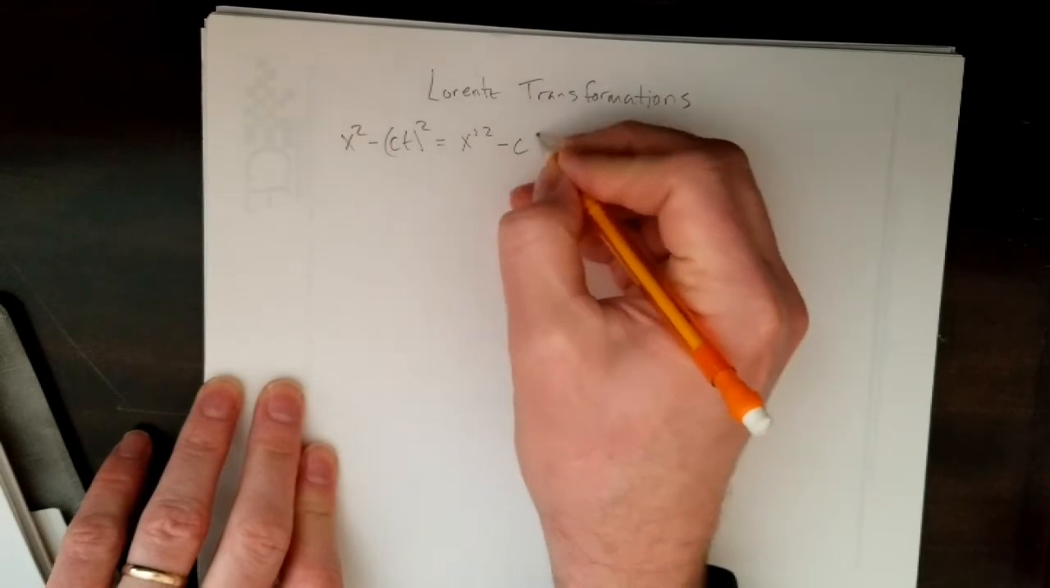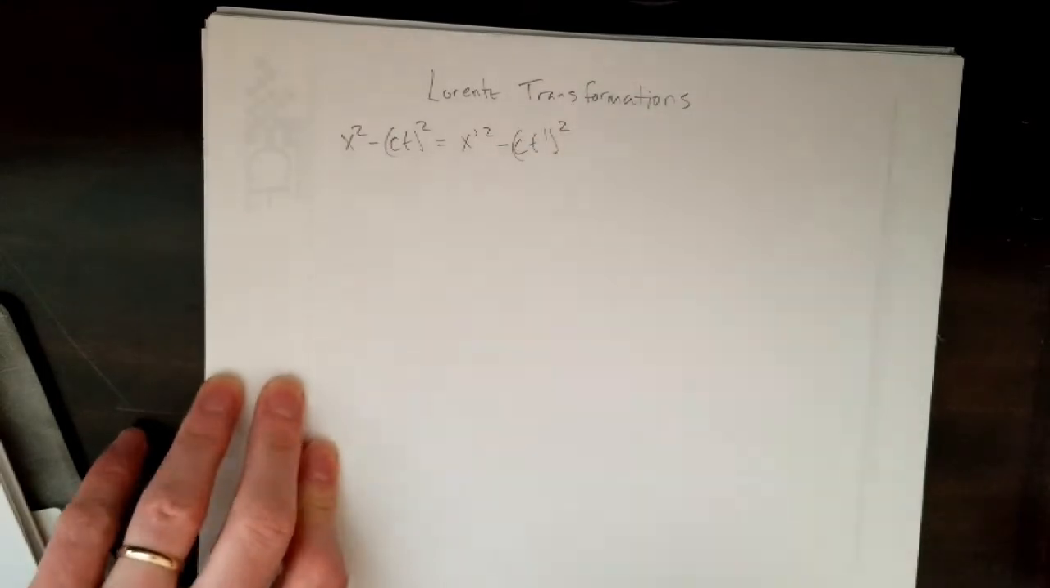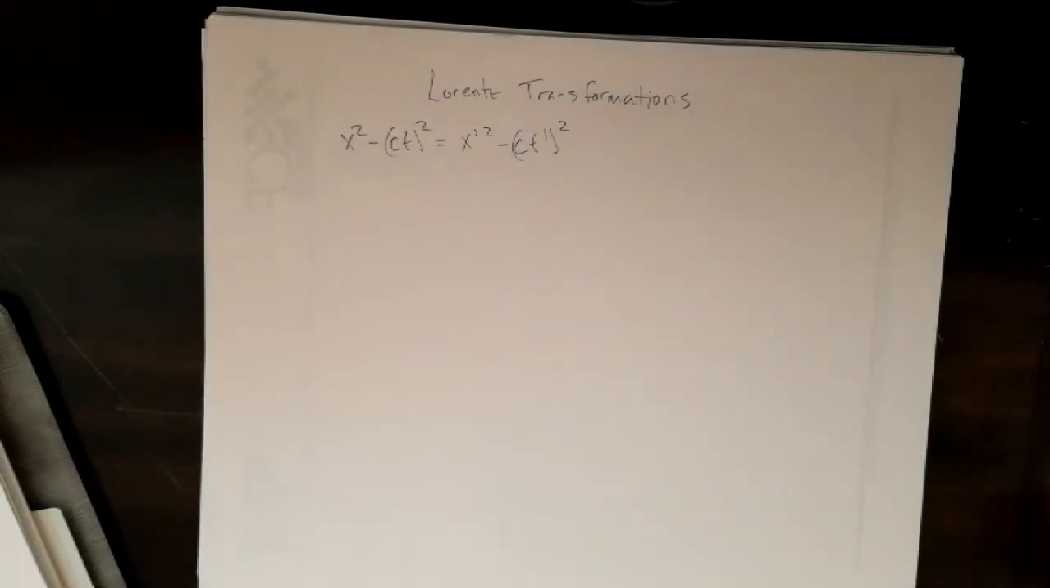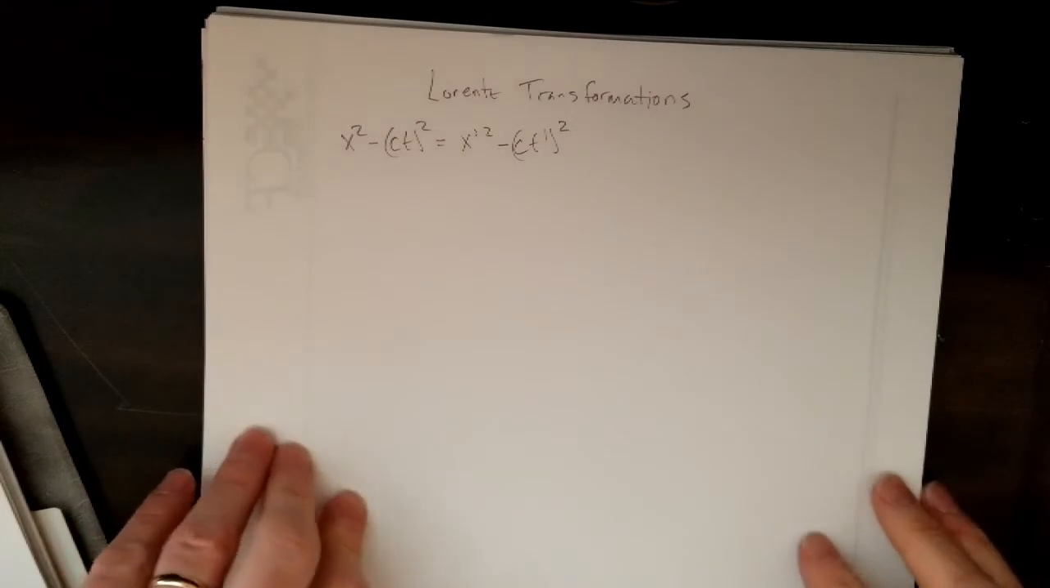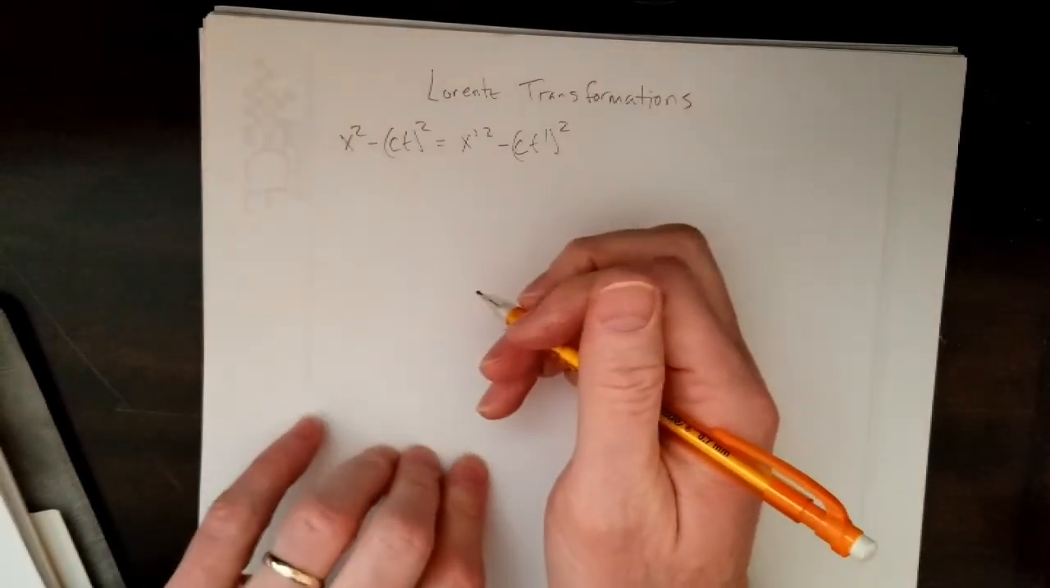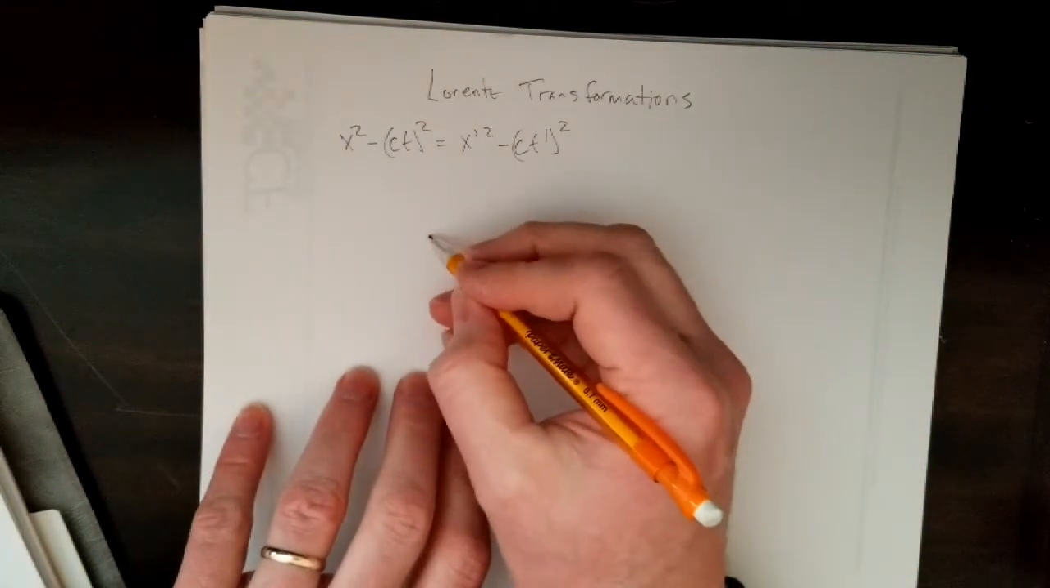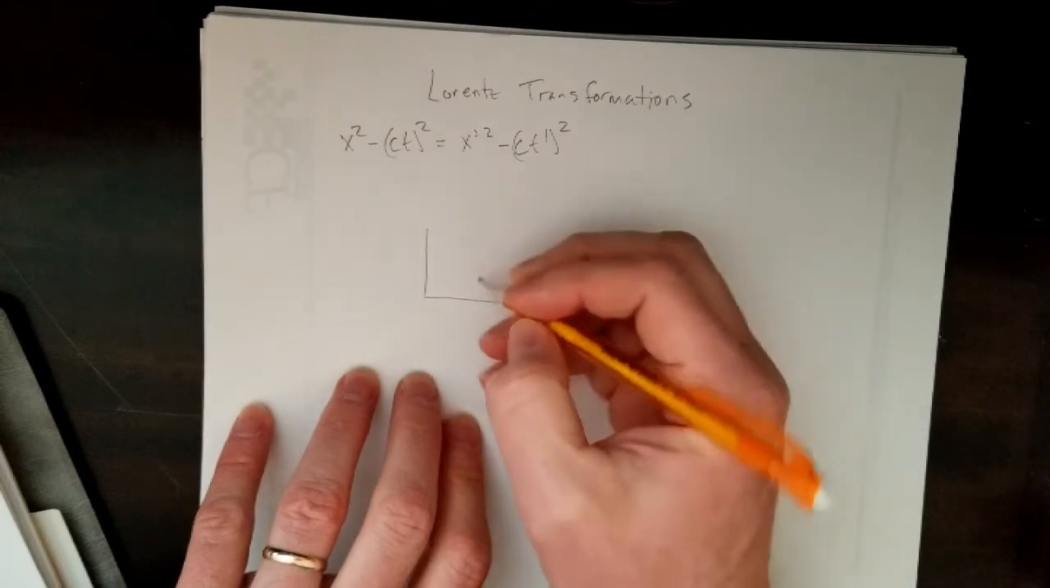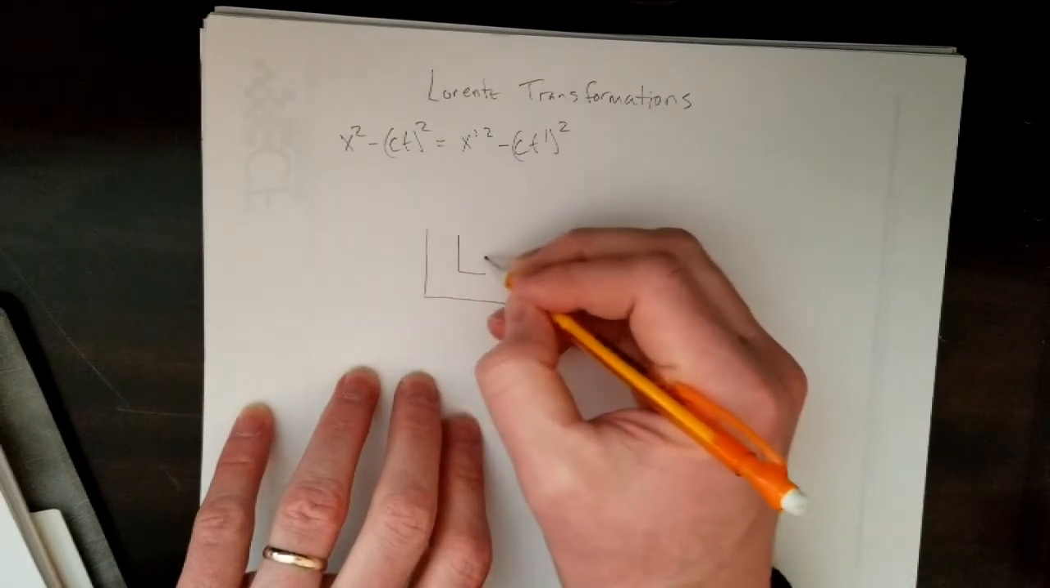squared minus ct prime squared. Now in the last video I did ct squared minus x squared, but if that's equal to a constant, then the additive inverse is also equal to a constant. Now in Galilean relativity, so suppose that we have a car going by.